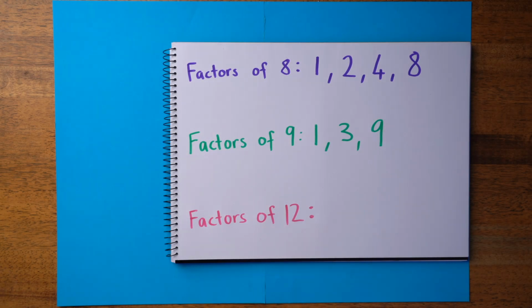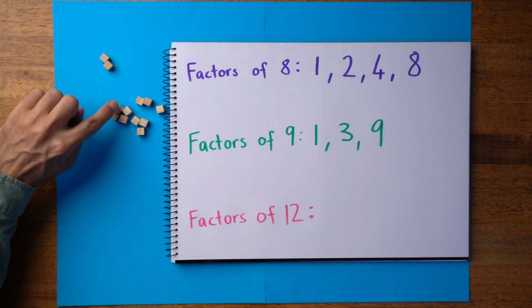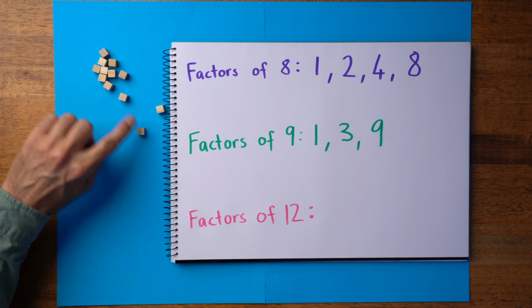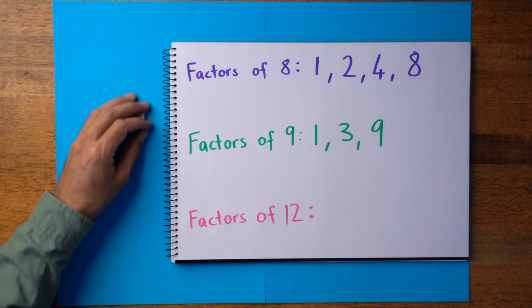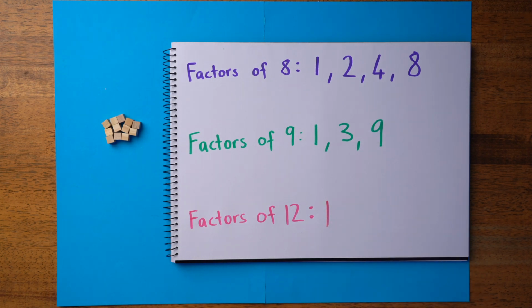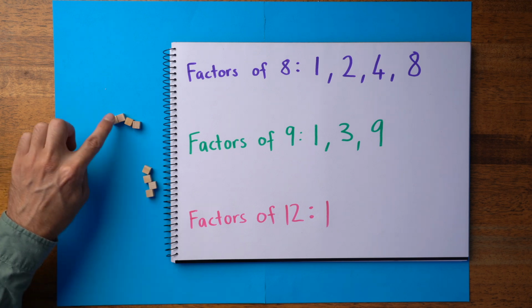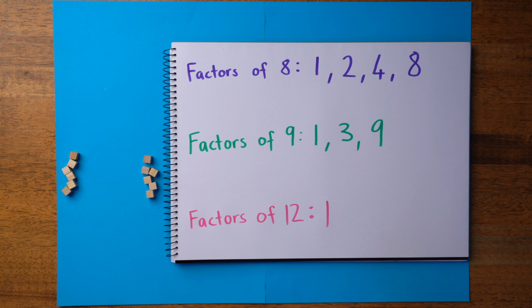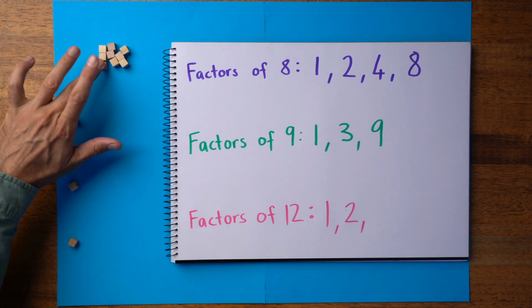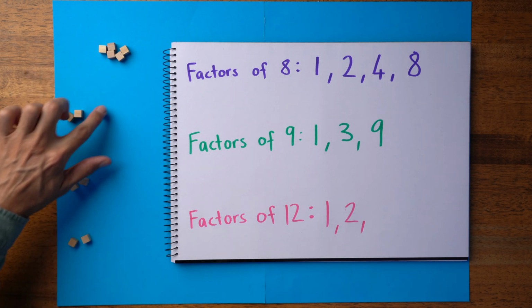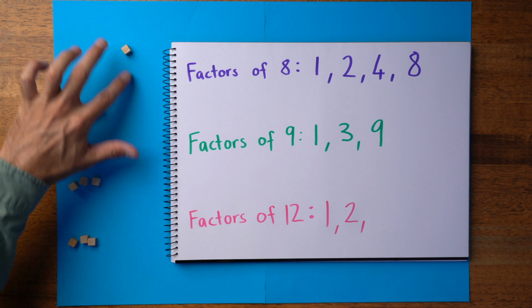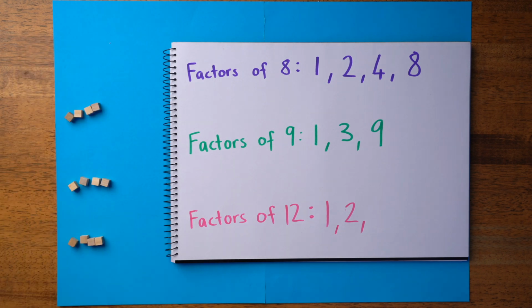We're going to look at one more example, and I'm going to go over this one even faster. Factors of 12. I'm going to need 12 blocks for this. 1, 2, 3, 4, 5, 6, 7, 8, 9, 10, 11, 12. Can I share it into one group? Yes, it's all together. So yes, 1. How about 2? 1, 2. Yes, I can share it into 2, so 2 is a factor. How about 3? 1, 2, 3. Yes, I've got 3 equal groups, so 3 is a factor.